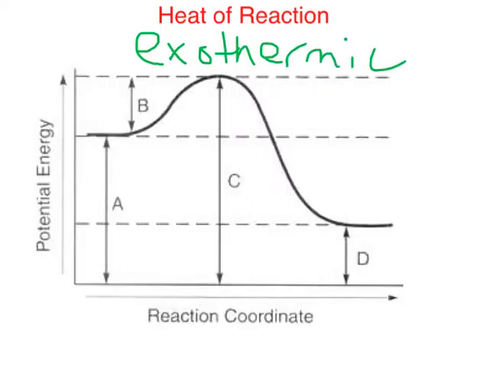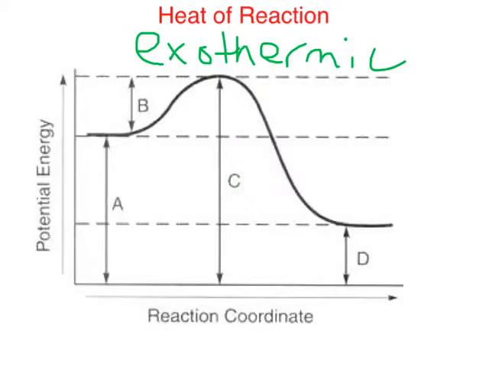Exothermic reaction, and the next graph that I'm going to show you is for an endothermic reaction. We'll get to that in a minute. Okay? So for this graph, we've got potential energy on the y-axis and reaction coordinate, or you can cross out coordinate and put progress. That's fine too. Reaction progress would work there too.